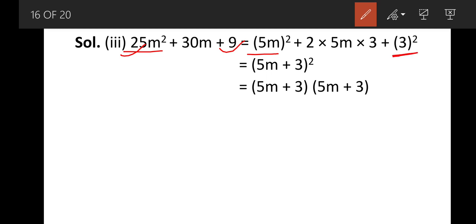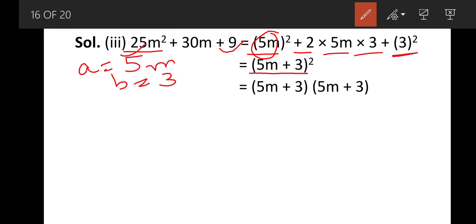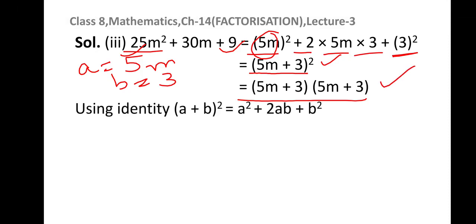So 9 can be written as 3 square. Now 2ab we need to write. So 2, here what I have written, 5m into 3. So a here is 5m, b here is 3. So a plus b whole square. It can be further written as a plus b into a plus b, because square was there, so it will be written 2 times. So using identity number 1, that is a plus b whole square is equal to a square plus 2ab plus b square, and taking a as 5m and b as 3. You need to ultimately complete the squares and get to know the values of a and b, and then put it equal to the given side of the identity.